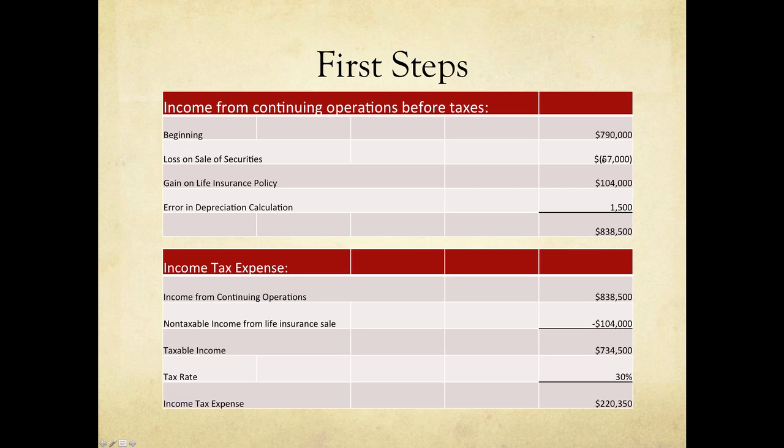First one we want to do is we'll take out this loss on the sale of securities out of that income. Then we're going to add a gain on the life insurance policy, and all this number represents here is the net of $150,000 subtracting the $46,000 initial investment, and so we have this net gain of $104,000. Finally here there is an error in the depreciation calculation for the equipment. They forgot to take into account the salvage value of the equipment, and by doing that they recorded it as $9,000 when it should have been $7,500. So we need to add back in that $1,500 extra that was recorded on the depreciation, and this gives us our adjusted income from continuing operations before taxes.